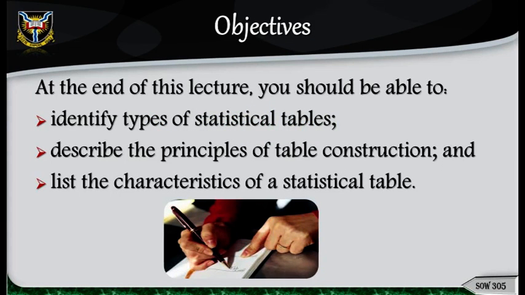Objectives. At the end of this lecture, you should be able to identify types of statistical tables, describe the principles of table construction, and list the characteristics of a statistical table.